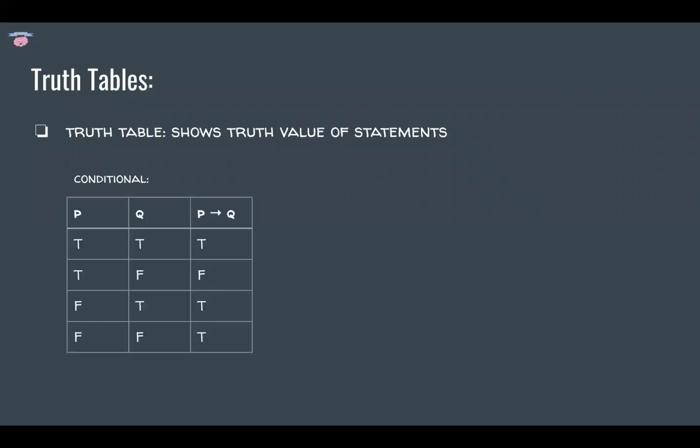Truth tables. So truth tables are important because they show the truth value of statements. And I'll show a few examples of truth tables. A conditional statement like this: P, Q, if P, then Q. If P is true and Q is true, then the statement is true. If P is true and Q is false, then it's false. And I won't explain everything in the table, but it's important to know these.